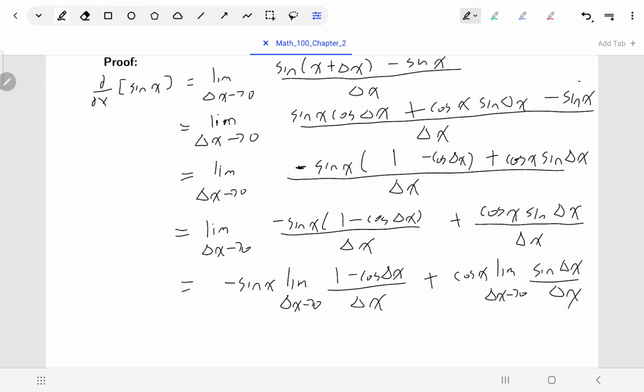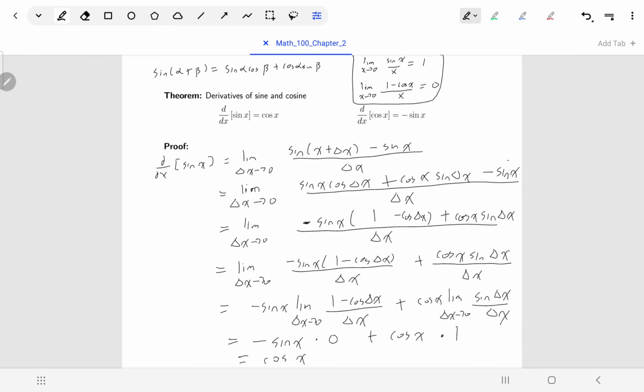Now I can say, great, both of those limits exist. They are both from my limit laws. The limit of 1 minus cos delta x over delta x goes to 0, and sine delta x over delta x goes to 1. So I have minus sine x times 0 plus cos x times 1, which is just cosine of x. And there we go, we have our derivative of sine shown.